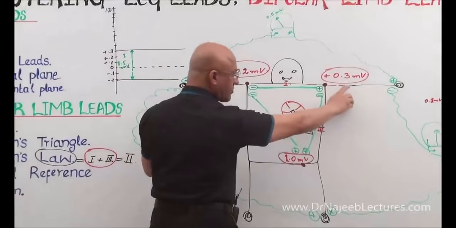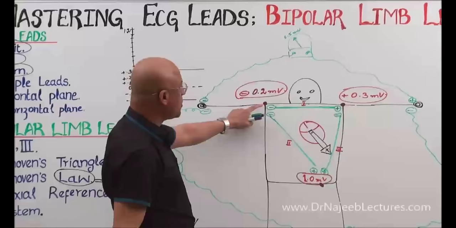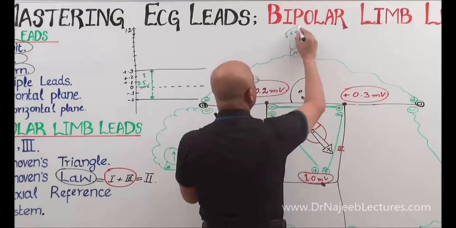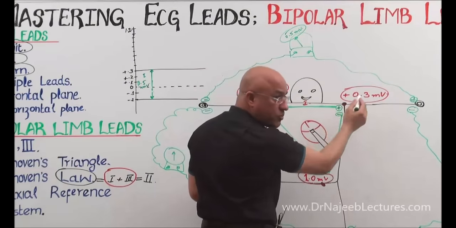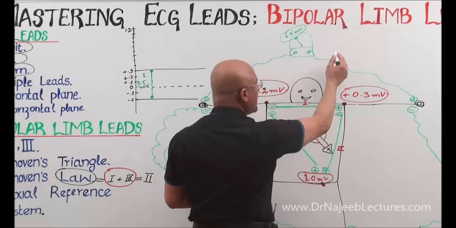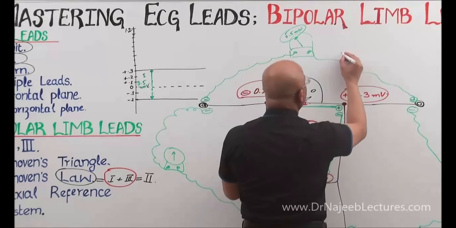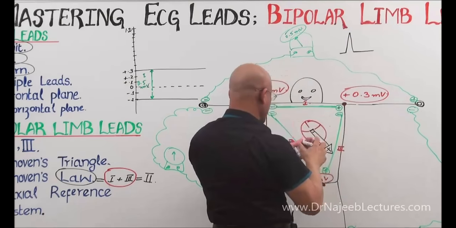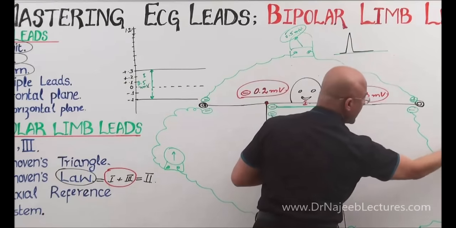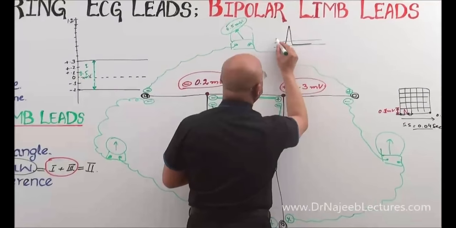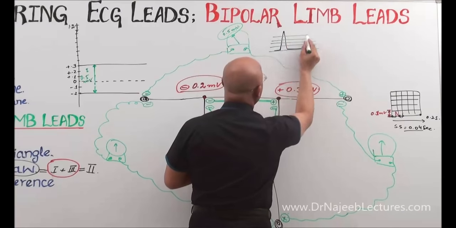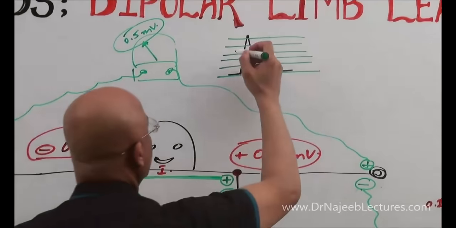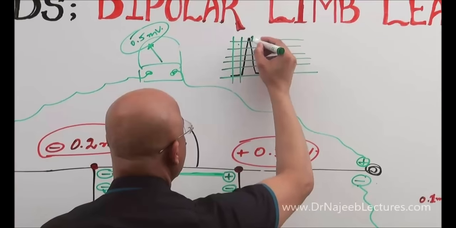Lead number 1 will draw the difference of potential between the negative electrode and the positive electrode. How much difference is it? 0.5 millivolt: minus 0.2, plus 0.3. So how many small squares should the QRS go up? 5. It should go 5 squares up. Let me make the squares. Let's suppose this is the baseline. 1, 2, 3, 4, 5. Is that right? Yes. So, what will happen?